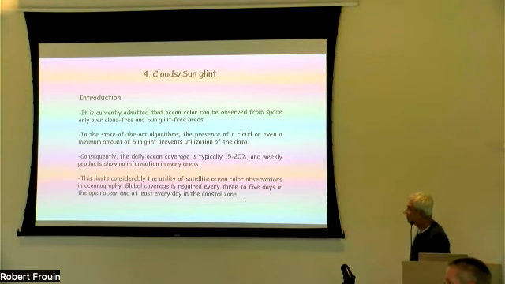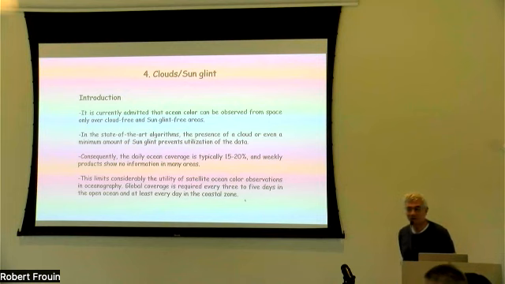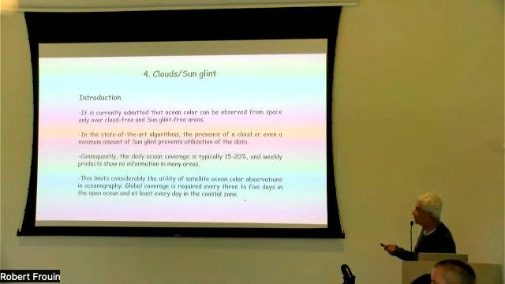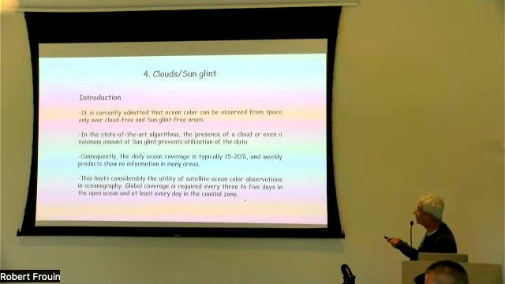Okay, clouds and sun glint. Those of you who have looked at satellite ocean color imagery have probably experienced a lot of gaps in the products. This is because it's generally admitted that ocean color can be observed from space only over cloud-free and sunglint-free areas. And I think Jeremy emphasized this one.